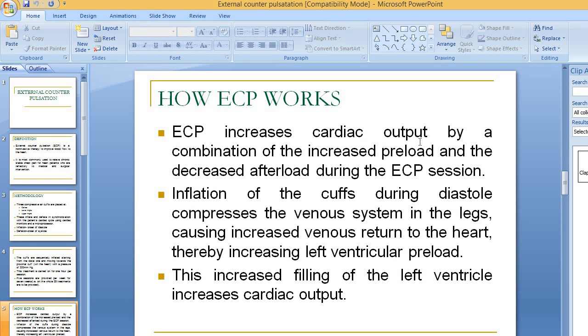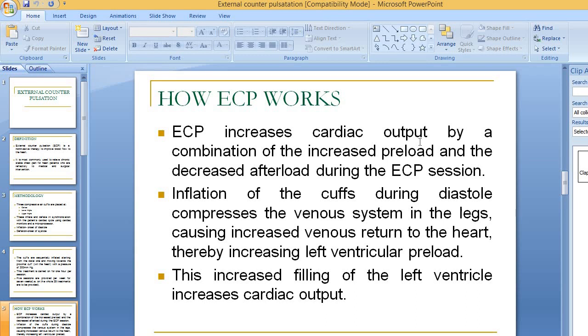ECP increases the cardiac output by a combination of increased preload and decreased afterload during the ECP session. The inflation of the cuffs during diastole compresses the venous system in the legs, causing increased venous return to the heart, thereby increasing left ventricular preload.